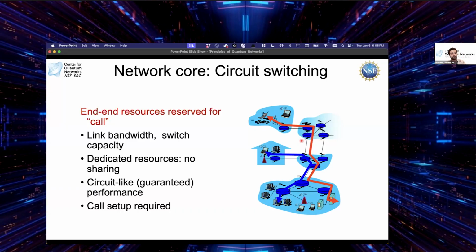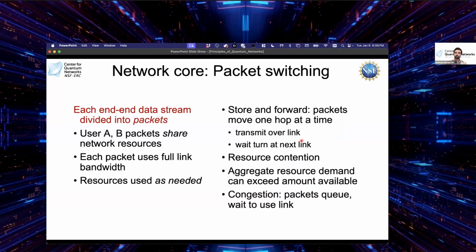The price that we pay for this is that we need to implement a call setup, meaning we need to transmit some control messages through the network so that we can specify which portions of our resources are being allocated to which user groups or pairs.